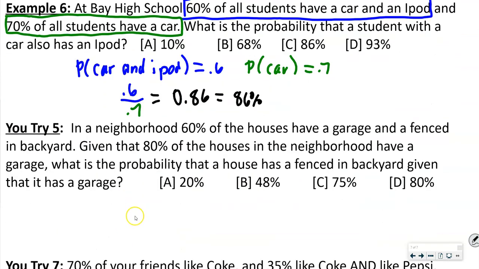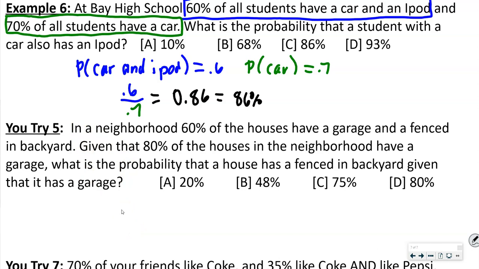Let's see if you guys can do this. You try right here, number 5. I don't know what happened to You Try 6 and 7, but it should have been 6, but that's fine. Do number 5 right now. Come back to me when you're done.